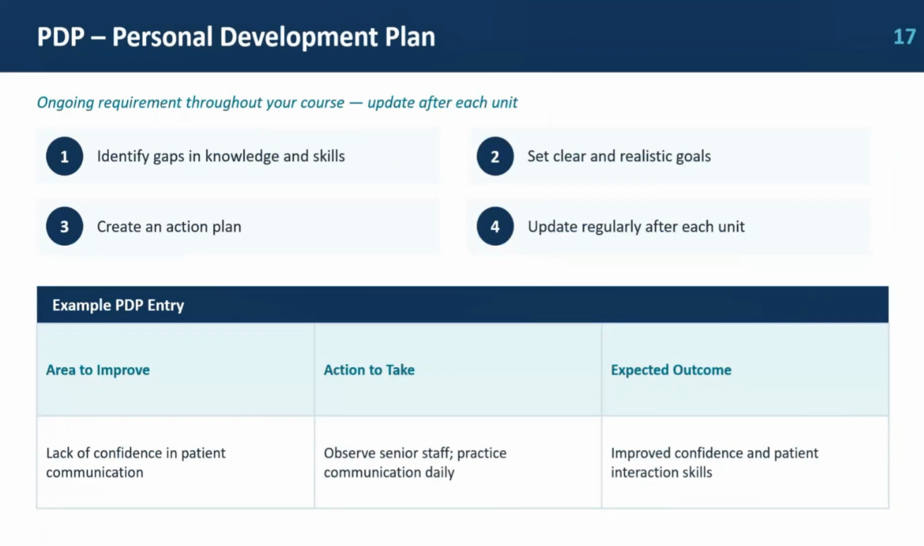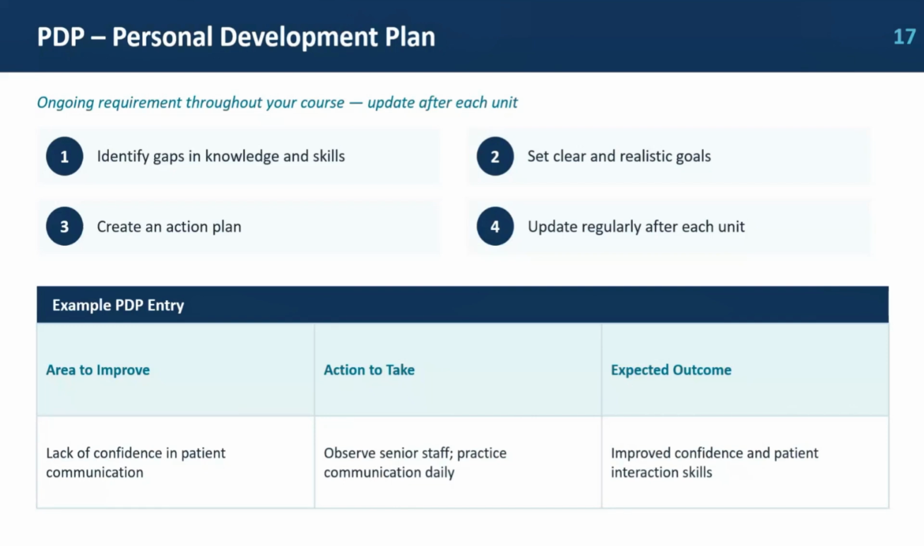Next one is the PDP plan. This is your personal developmental plan. This is something you will keep updating throughout your course. For each unit, you have a PDP plan. It will help you identify what you need to improve and how you are going to improve it. You should include what your weakness or gap is, your action, how you will improve it, how long it will take you to improve it, and what results you expect from it. Let's look at an example. First, we will be talking about the gap, we would say, I am not confident in patient communication.